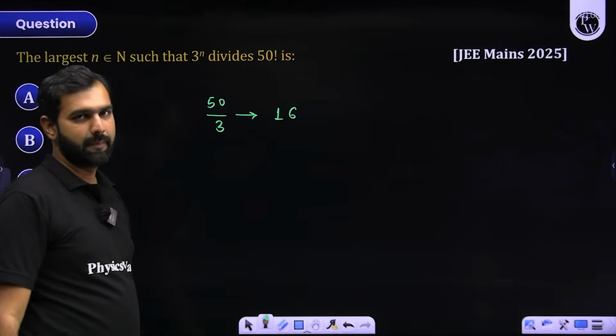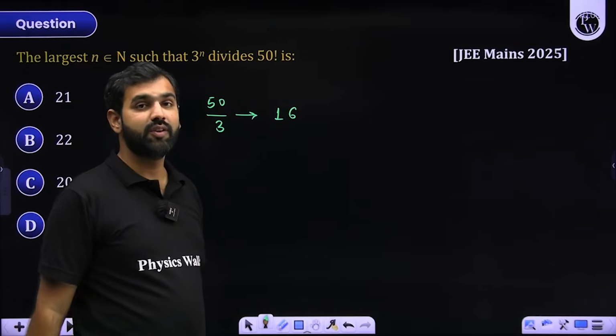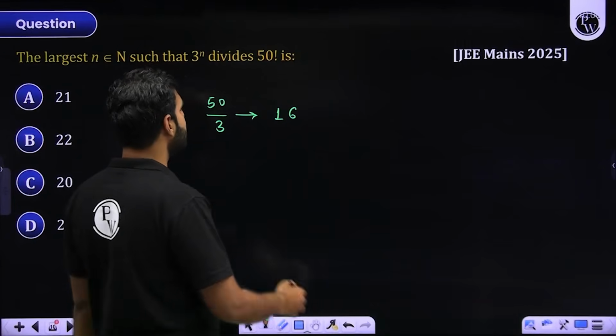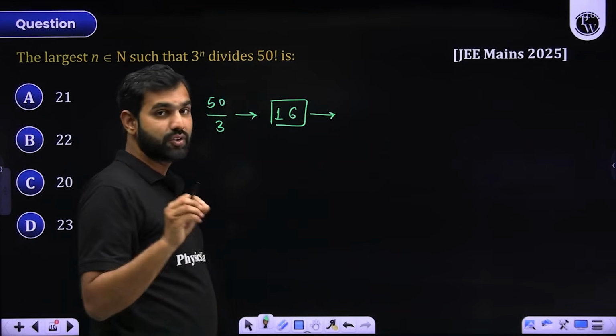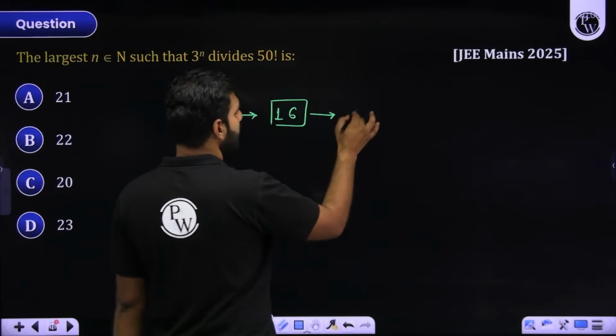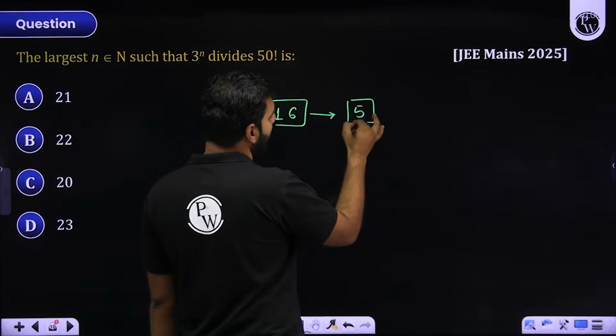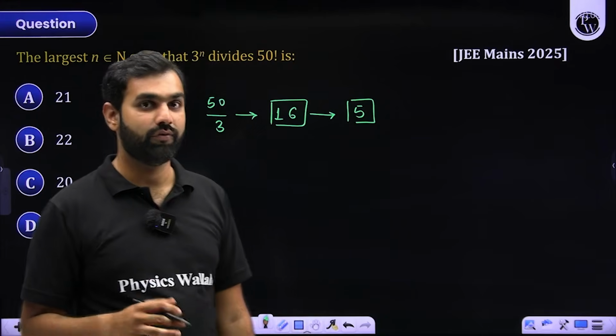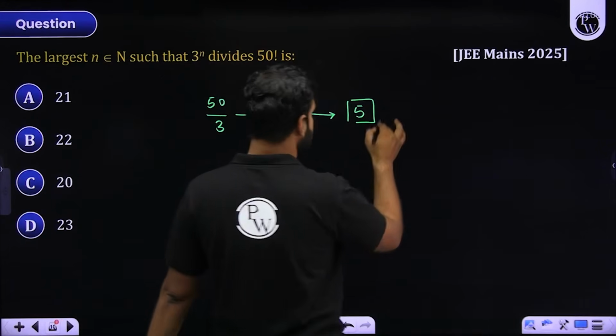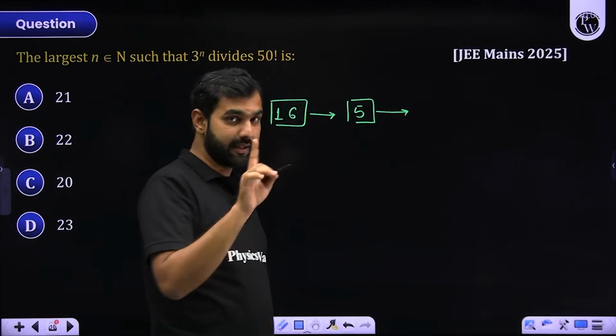So 16. Now again, 16 is greater than 3, so I'll again divide 16 by 3. 3 into 5 is 15, so I get 5. Again, we have found 5, which is greater than 3. Again, I'll divide 5 by 3. So 5 by 3 gives me 1 as quotient. I repeat, I'm taking the integral part only.